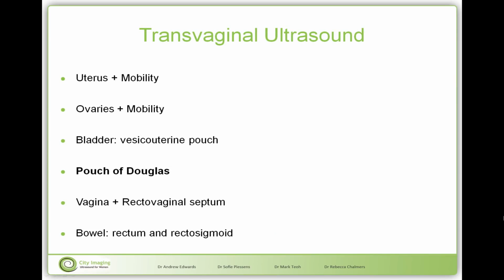The transvaginal ultrasound assessment of the pelvis when looking for deep infiltrating endometriosis should not just include the uterus and the mobility of the uterus, the ovaries and the mobility of the ovaries, but it should also include an assessment of the bladder, the pouch of Douglas, which will be the focus of today's lecture, the vagina, which we will touch on as well in this tutorial, and the bowel, which was the focus of the first tutorial.